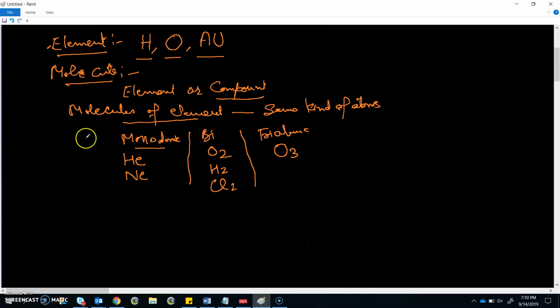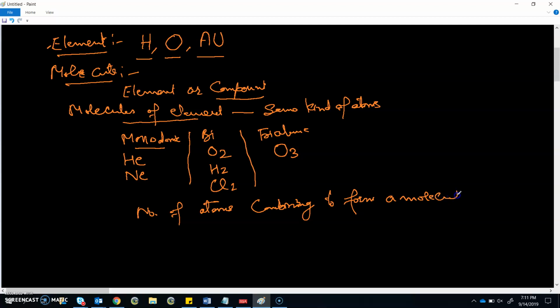The number of atoms, how many? Maybe one, maybe two, or maybe three. The number of atoms combining to form a molecule is called its atomicity. This is the definition of atomicity.